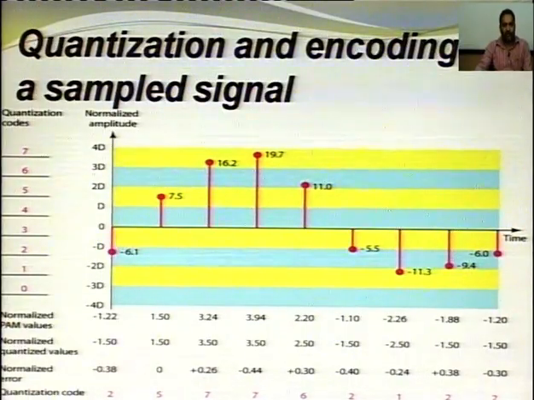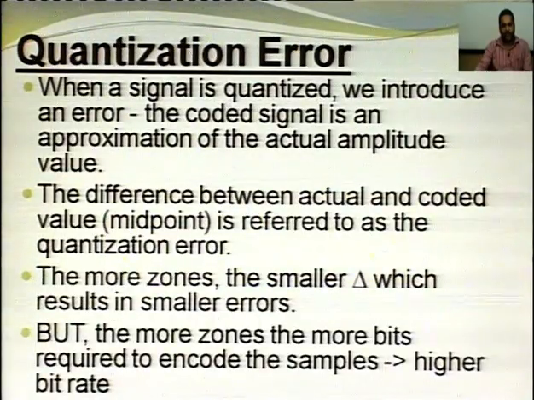Then each value has a quantization code, meaning a level from 0 to 7, and each level is allotted a code. So, the quantizing error is the same. When a signal is quantized, we see that error comes. The coded signal is an approximation of the actual amplitude, it is not the actual one, because the analog signal has an infinite number of levels and we convert this infinite number of levels to a finite number. So, this error comes.